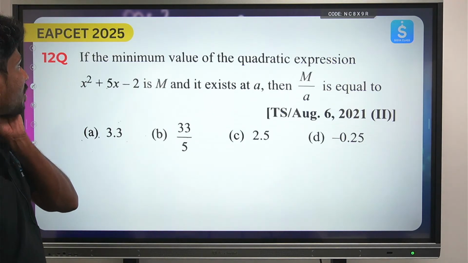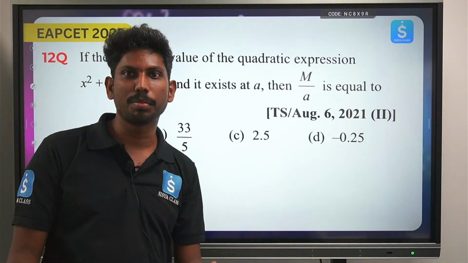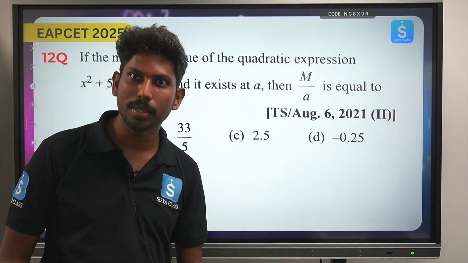The next one is the last one, and if you want, we can also have a discussion of how we got this minus b by 2a and how we got this 4ac minus b square by 4a.